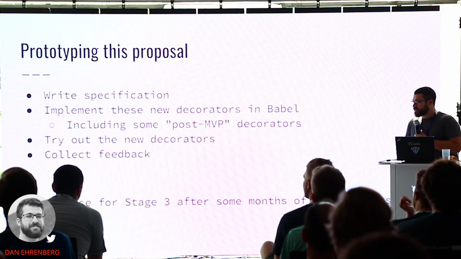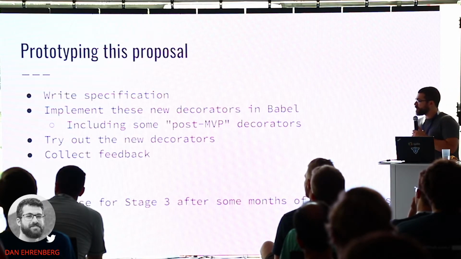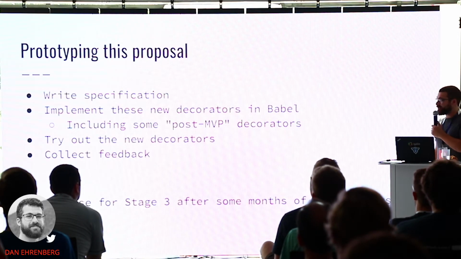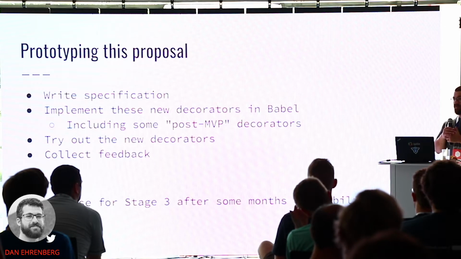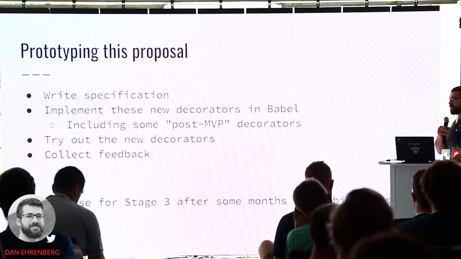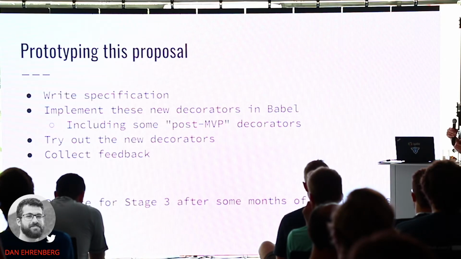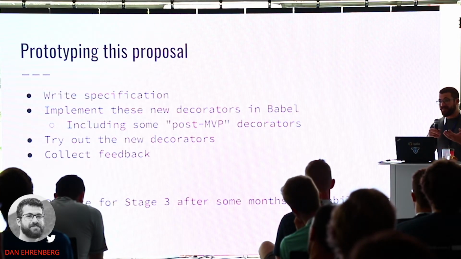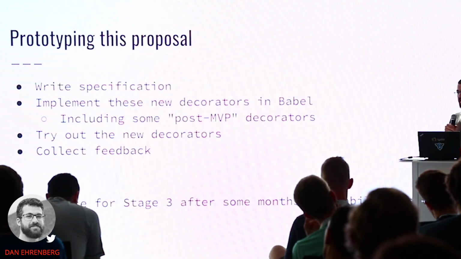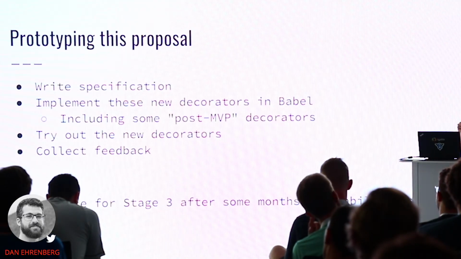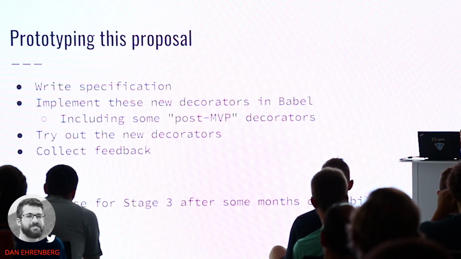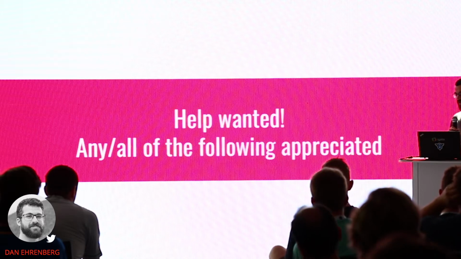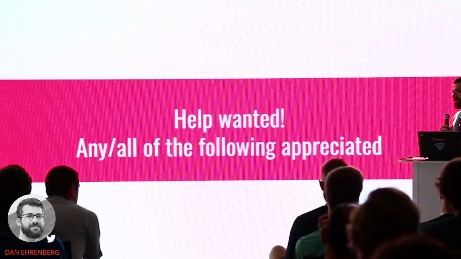And so our plan going forward to prototype this is to write the specification, implement a draft of it in Babel, and we may over time add additional built-in decorators. The idea is to try out the new decorators, to get all of your help trying it out in your programs, especially ones that you're not going to need to maintain over time because the proposal is unstable, and collect feedback, and to propose it for stage 3 in TC39 once we have that feedback. So yeah, it'd be great to have your help driving this forward in the future.